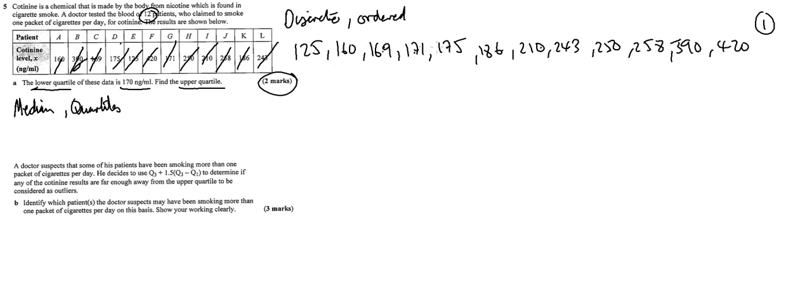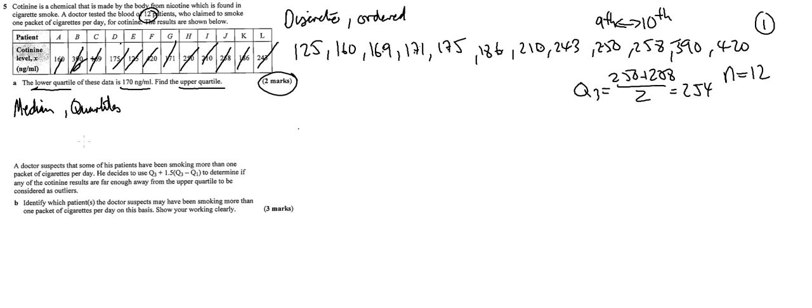1, 2, 3, 4, 5, 6, 7, 8, 9th value. And this is the 10th value. Now remember that I've got an even number because n equals 12. So actually it's going to be between these 2 values. So what do I do? I add them together and I divide by 2, which is the easiest way for me to find my midpoint. So that is 254. That is my Q3. So now I know my upper quartile.